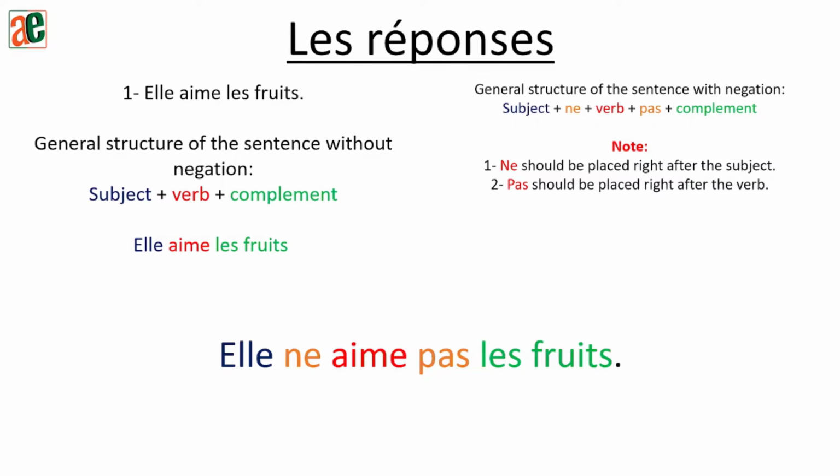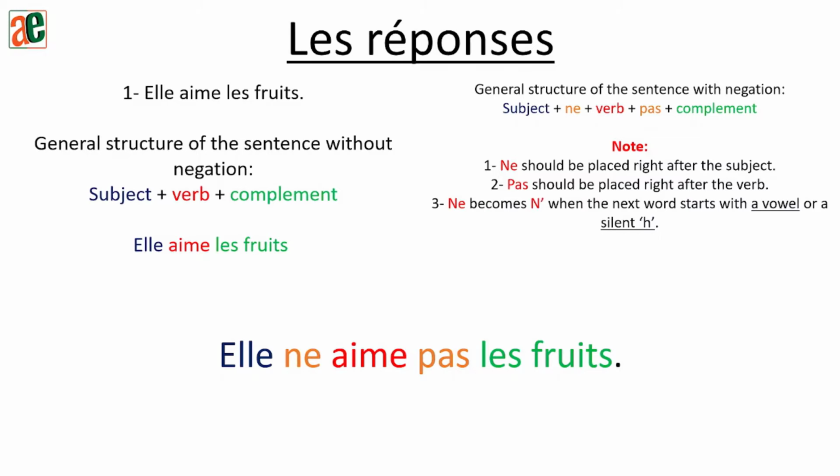So let's see. Here is this sentence without the negation. This is the subject, so I'm going to put ne right after Elle. So ne here. And this is the verb, so I'm going to put pas right after the verb. So this is pas. So, Elle ne aime pas les fruits.